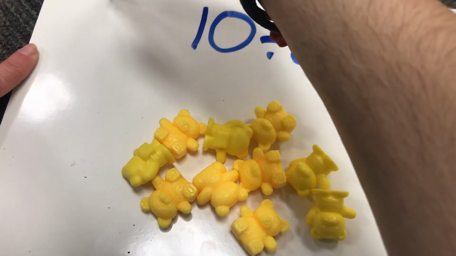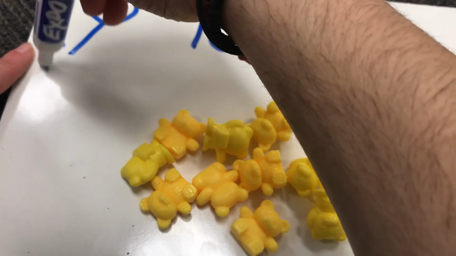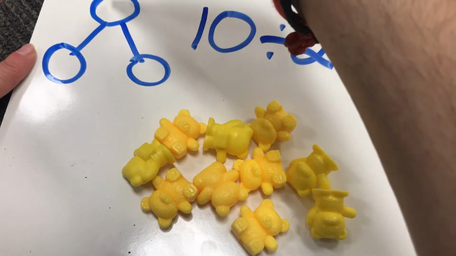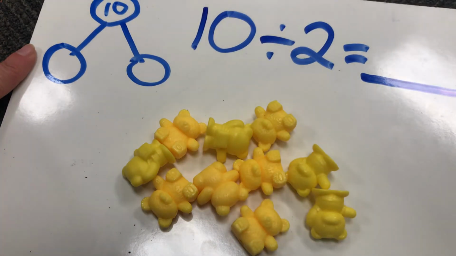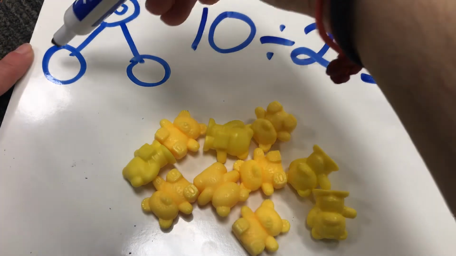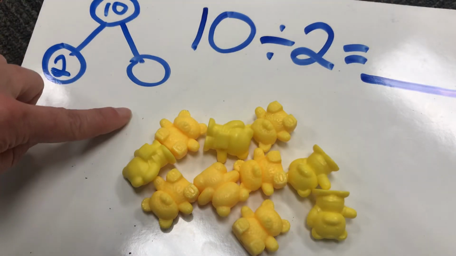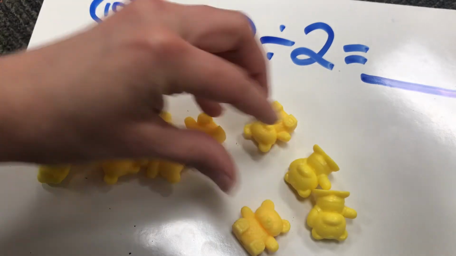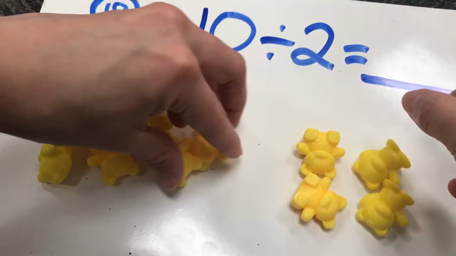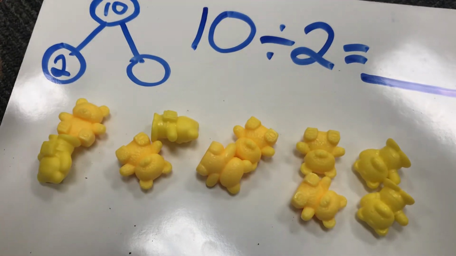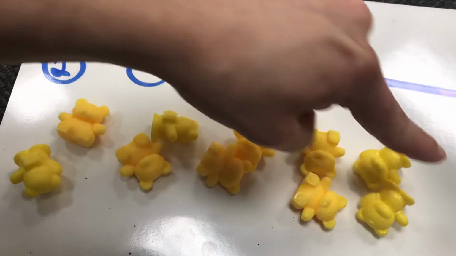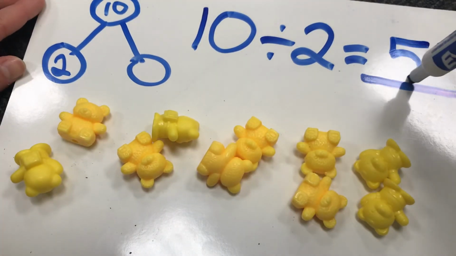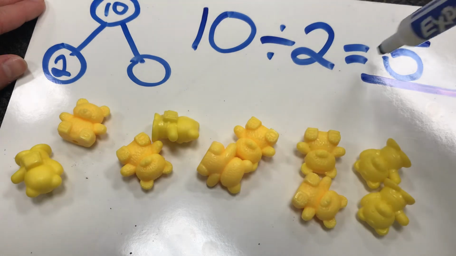Think of it like our number bond that we did, right? Right now I have my whole and I have one of my parts, and I want to find my other part. So if I put 2 donuts into each box, how many boxes do I need? 1, 2, 3, 4, 5. So 10 divided by 2 is 5.